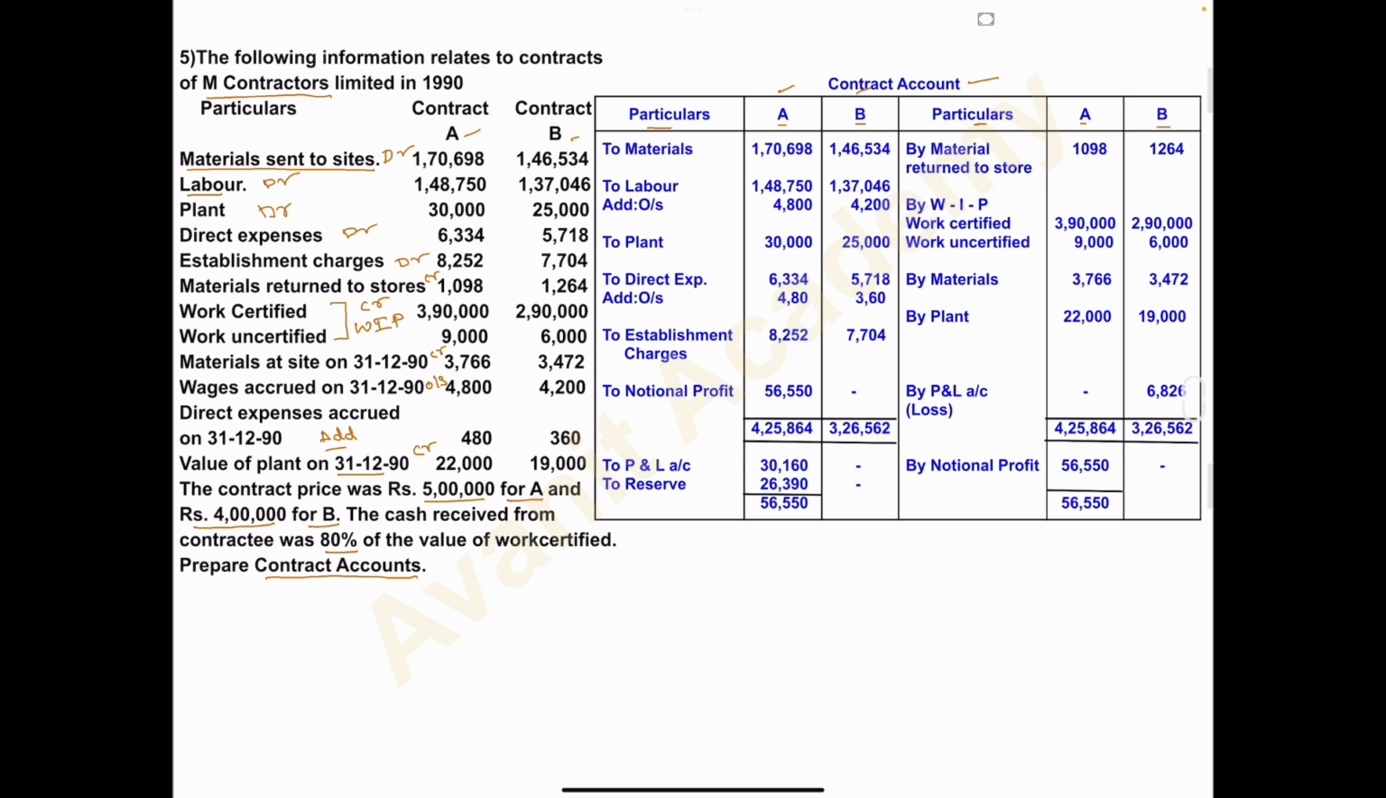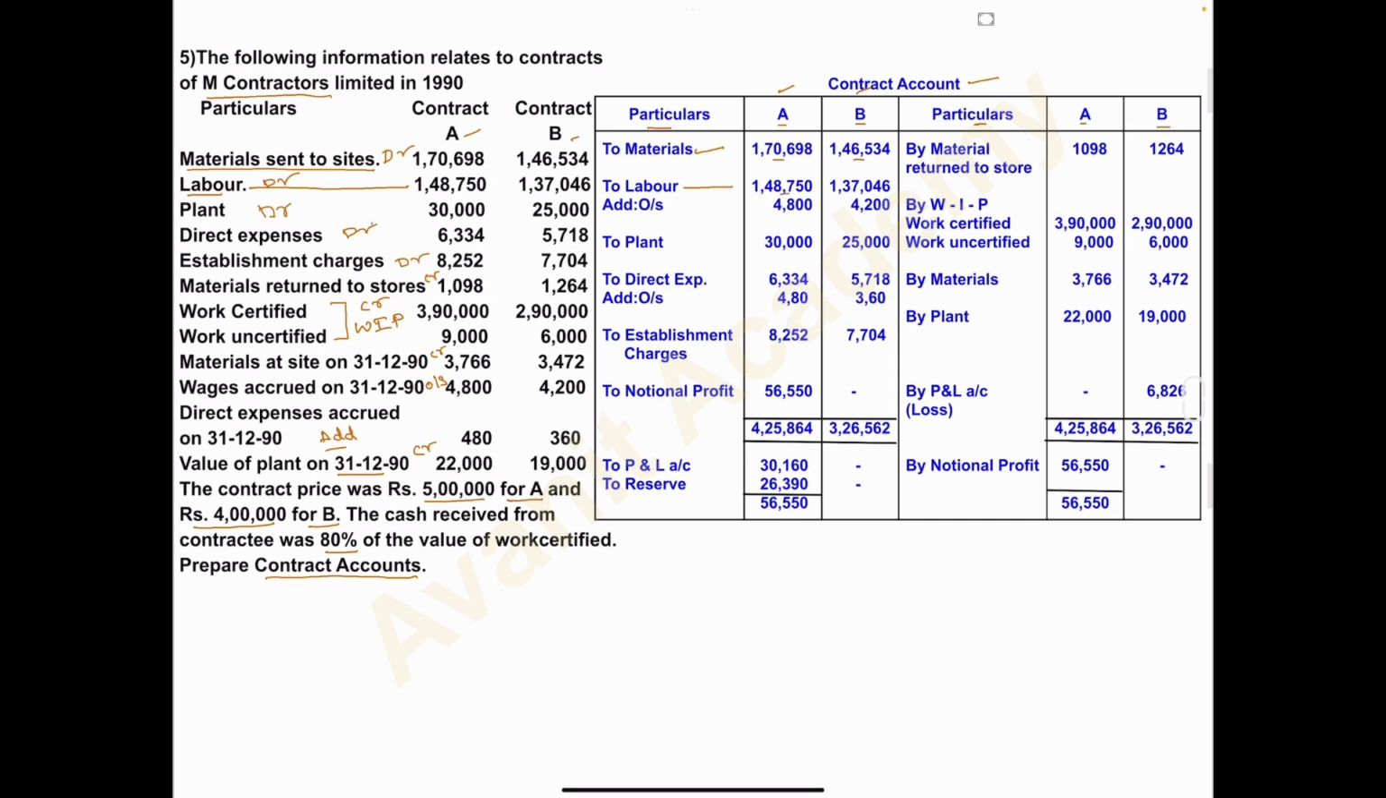For contract A amount is 1,70,698 and for B material sent to site is 1,46,534. So see the solution part. In that first write materials. In A column write 1,70,698 and in B column 1,46,534. Clear? See the problem. Next item is labor.